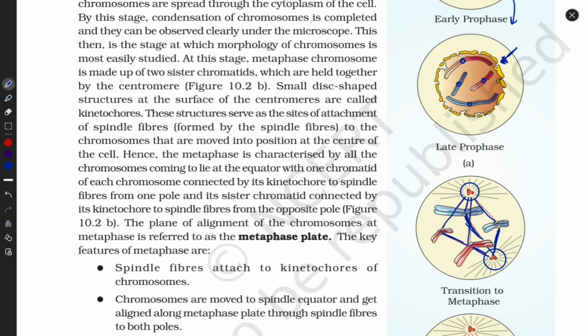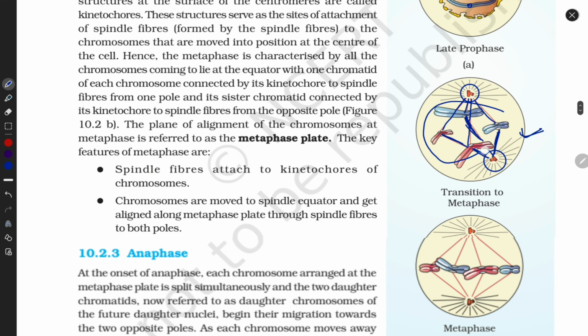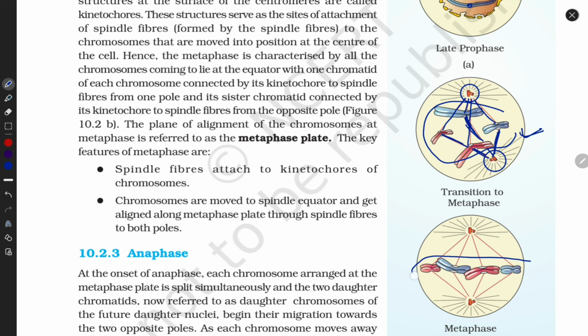Now, in this phase, what happens? All these chromosomes arrange in a metaphasic plate. Look here, guys, they arrange in the metaphasic plate. Till now, all the cell organelles have disappeared, and the nuclear envelope has disappeared. So these are the spindle fibers.